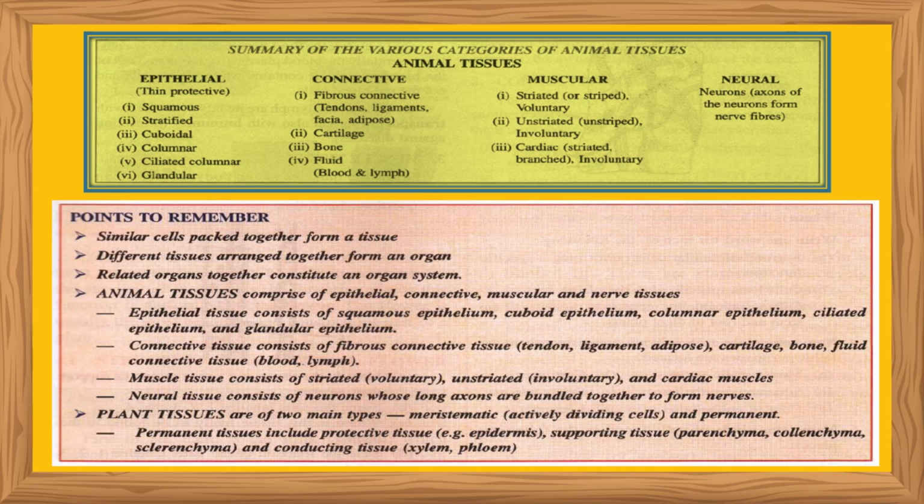Epithelial tissue is a thin protective layer. There are several types: squamous epithelium, stratified epithelium, cuboidal epithelium, columnar epithelium and glandular epithelium. Similar cells packed together form a tissue. Different tissues arranged together form an organ, and related organs together constitute an organ system. Animal tissues comprise epithelial, connective, muscular and nerve tissue, and plant tissues are basically of two types: meristematic tissue and permanent tissue. Permanent tissues include protective tissue like epidermis, supporting tissue and conducting tissue.